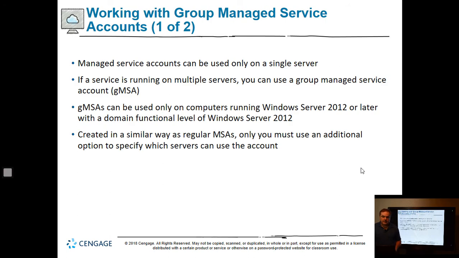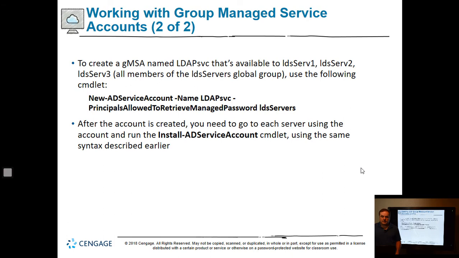Working with these MSAs, they can only be used on a single server. If a service is running on multiple servers, you can use a group managed service account, a GMSA. It has to be Windows Server 2012 or later. It's created in a similar way as MSAs, but you can specify which servers can use the account. So here's the PowerShell command to create an MSA, just in case you ever need to do that. And after it's created, you need to go to each server using the account and run this Install-ADServiceAccount cmdlet.